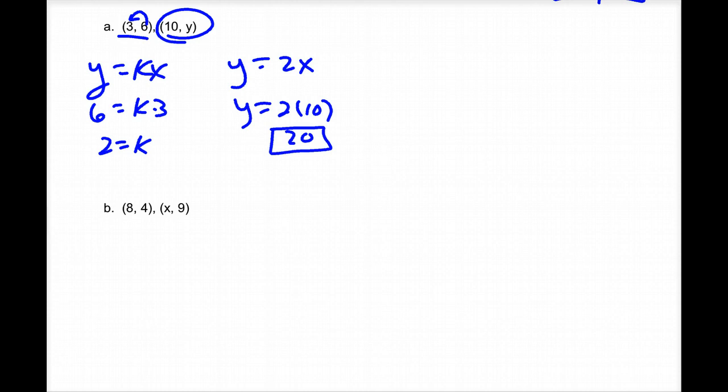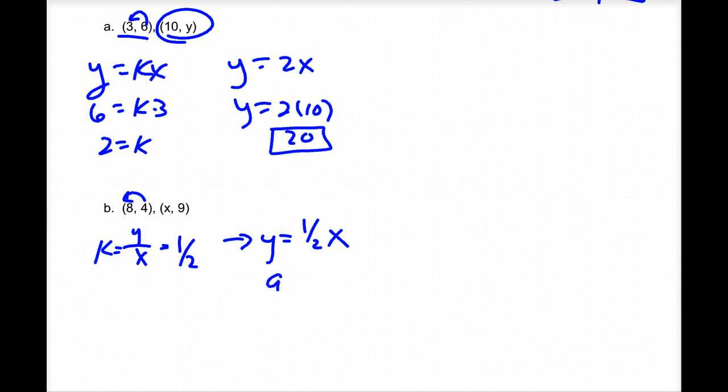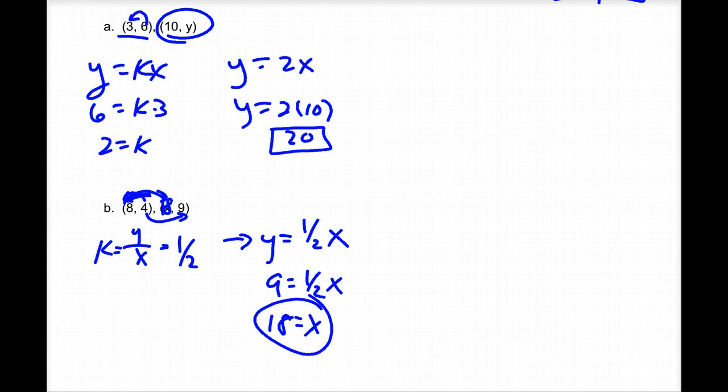Part B, maybe you should try that. Pause, see how you did. Part B, y equals kx. Well, y divided by x gives me k. So that's a half. That leads me to y equals a half x. And on this one, I'm giving you y. So you actually have to multiply by 2 and find out that x would be 18. So 8 goes to 18, as 4 goes to 9. That's a direct relationship. The 8's getting bigger to 18, the 4's getting bigger to 9. Both getting bigger by a factor of 2 1/4.